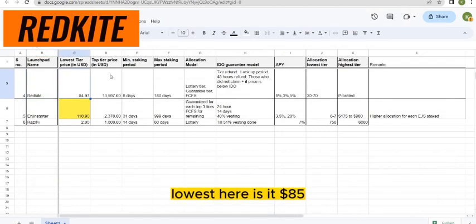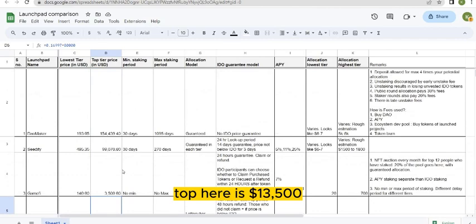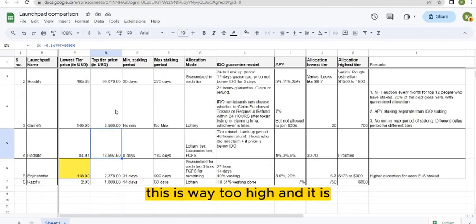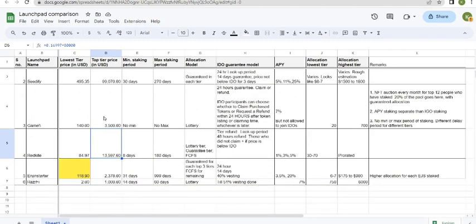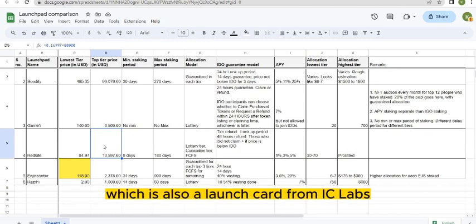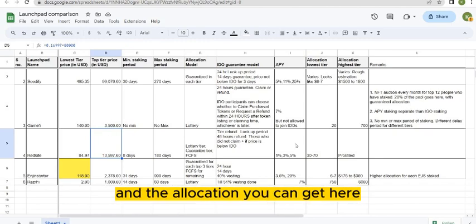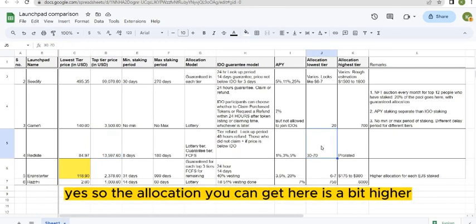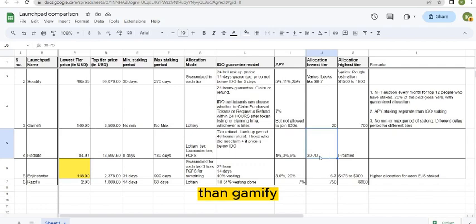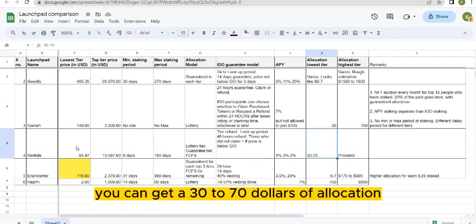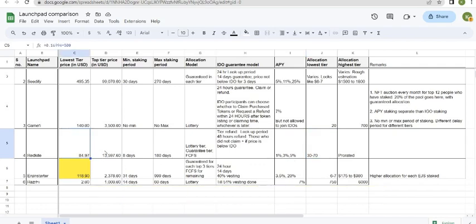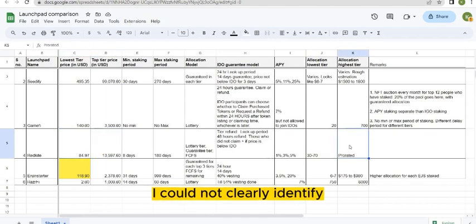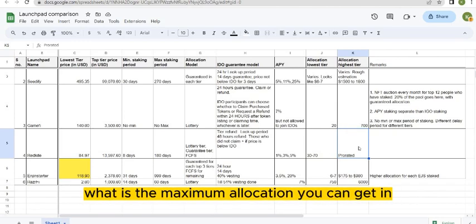Lowest tier is $85. Top tier is $13,500. This is way too high, and of course higher than GameFi, which is also a launchpad from IC Labs. And the allocation you can get here is a bit higher than GameFi. You can get $30 to $70 of allocation if you put in $85. And for $13,500, I could not clearly find what is the maximum allocation you can get in Redkite.